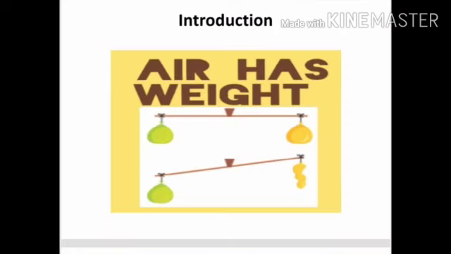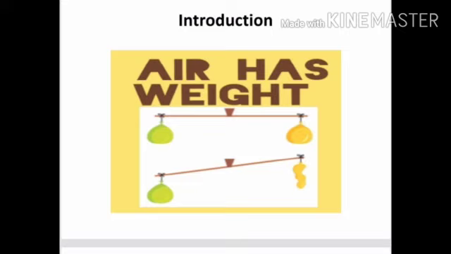Look at the picture. Air has weight. Take a stick from a broom or a plastic straw. Tie a thread at its center. Hang it so that it remains horizontal. Tie two rubber balloons of the same size at the two ends of the stick. See to it that the stick remains horizontal.